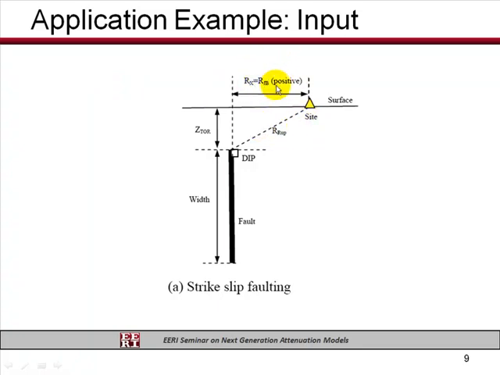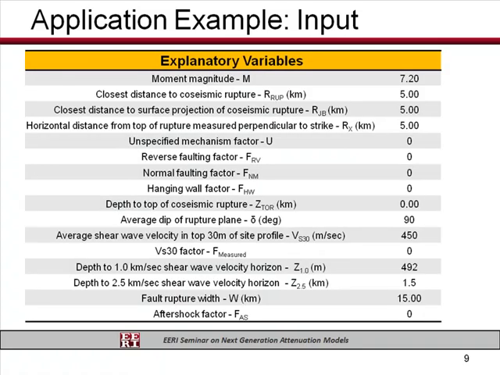Now in our particular example, we have the same type of faulting. However, our fault ruptures up to the ground surface. So for our particular example, we have all RUP, Rx, and RJB being equal. And you can see in the table they're equal to 5 kilometers.